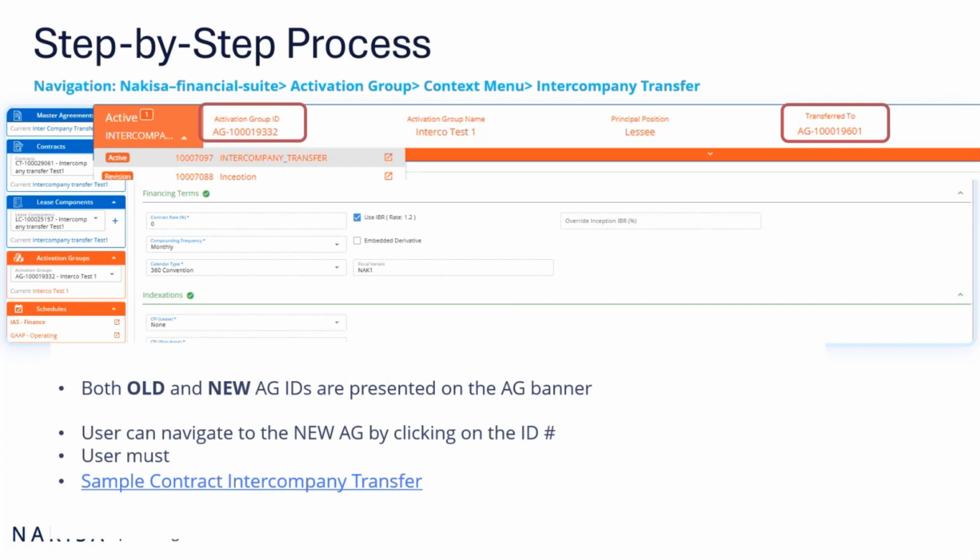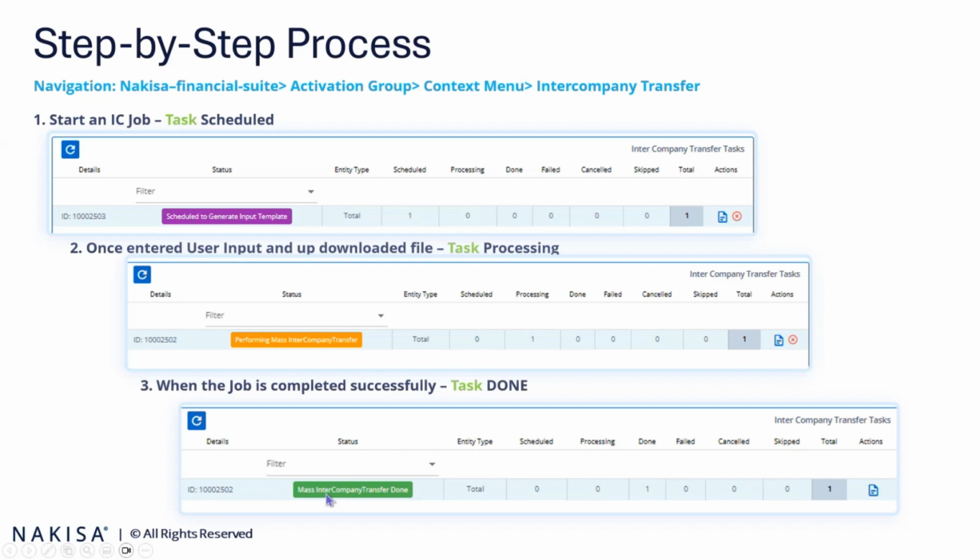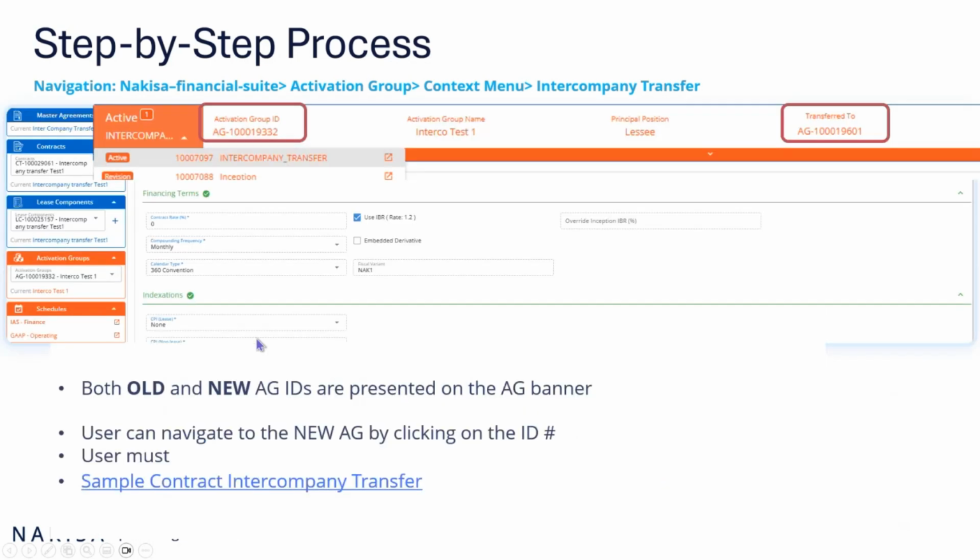Okay. So as we saw, once the task said mass intercompany transfer done, I see number one because only one contract was being transferred. It falls in the category in the column done, right? So what happens then? If I come here, I'll show you on the UI as well. It's basically showing me that I had transferred this activation group, or rather this contract, which ends with 9061. Now this contract is transferred under a new company code and has been assigned a new activation group ID, right?